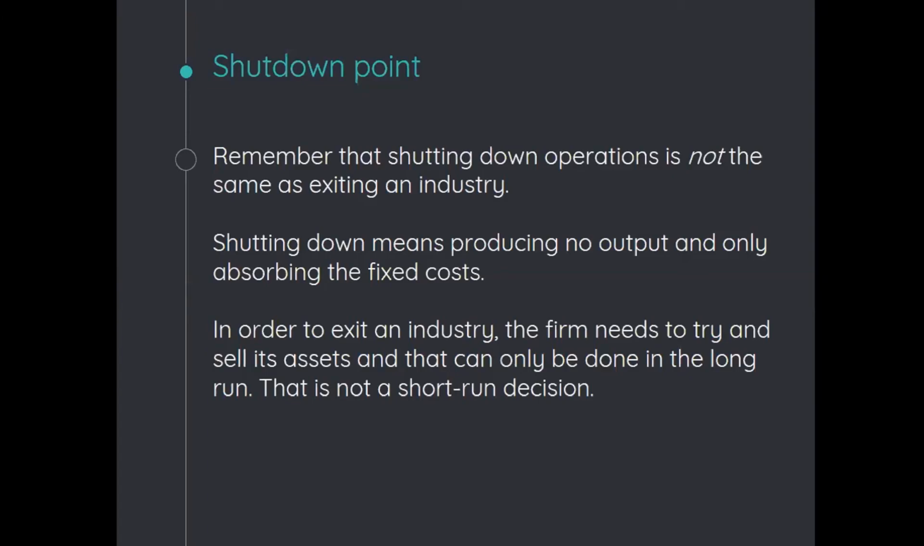Exiting an industry implies more of a long-run decision in which you are not finding any store or any business unit or any oil rig in which you are profitable. And eventually you will decide to just exit the market and stop existing as a firm.